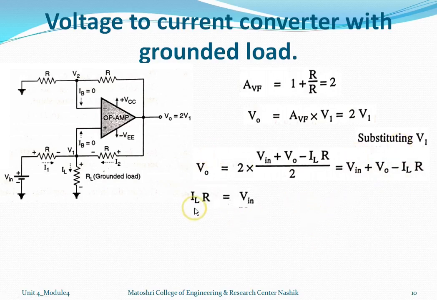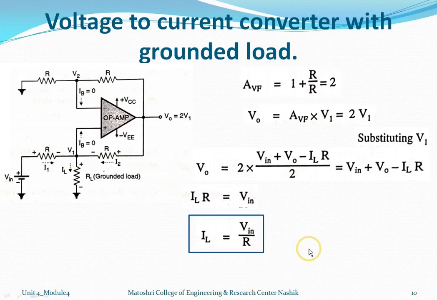Then we are getting IL, that is the load current, into resistance is equal to the input voltage. And from these equations it is clear that our load current is equal to the input voltage divided by resistance. So if this resistance R is a precision resistor, then our load current is proportional to the input voltage, and in this way the grounded load voltage is converted to current.